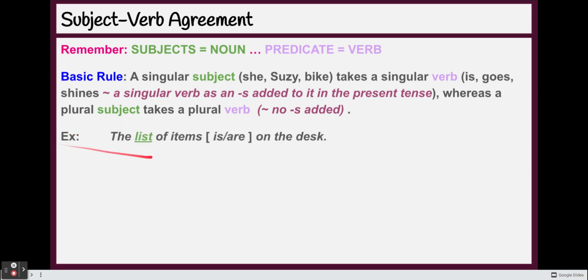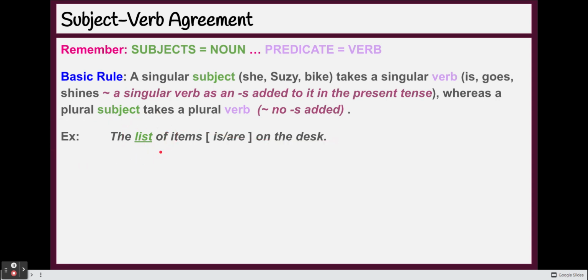So here we go. Here's the example. The list of items is or are on the desk. Which one of these verbs would be the most appropriate one to use that agrees with the subject? Well, first thing that we need to do is figure out what the subject is, and it's very easy for us because I already kind of did it by color coding and underlining. So the list is what our sentence is about. It's not about the items, it's not about the desk, it's about the list.